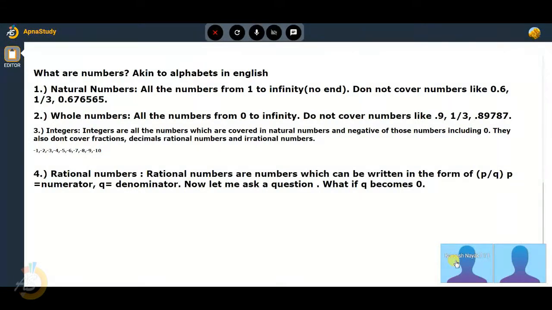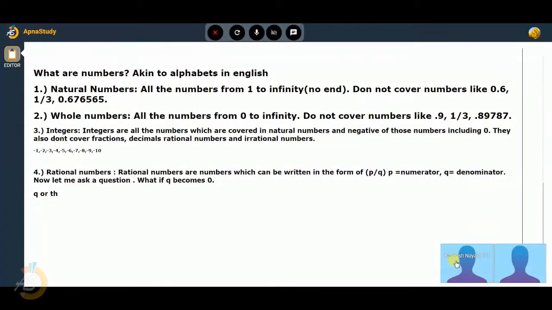Okay. So a rational number has one more condition, which is that Q, the denominator, should not be equal to 0. Because if it becomes equal to 0, then the rational number will be not defined. So we cannot write it as a fraction.